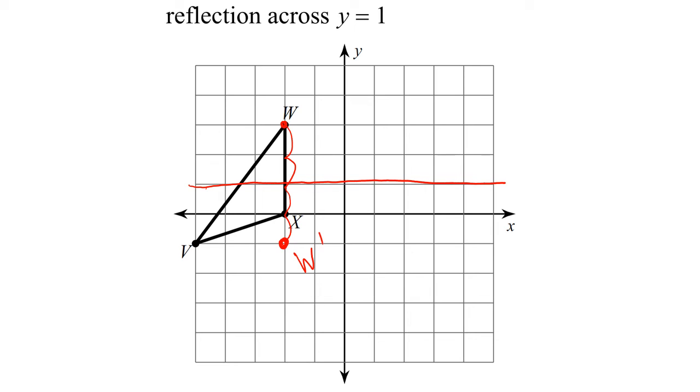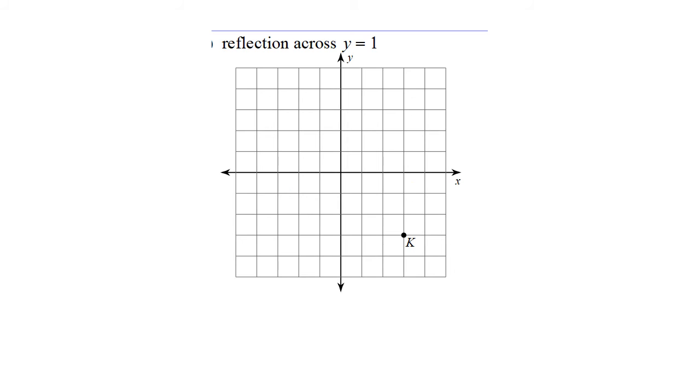Now I'm going to do X. X is originally below it, so it's got to go above it, equal distance. So 1 away, there's X prime. Now let's do V. V is originally below the line, so it needs to go above the line. It's 2 away, so go 2 away above it. There's V prime. So now all I have to do is trace that triangle, and that's a very interesting reflection, isn't it? They get pretty interesting looking when the line runs through the figure.